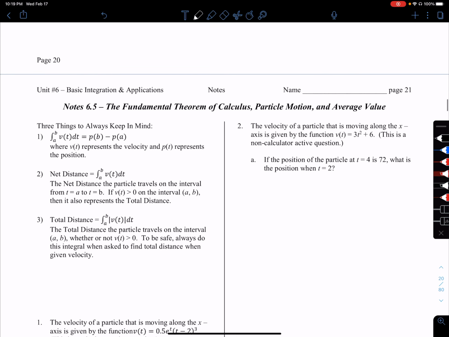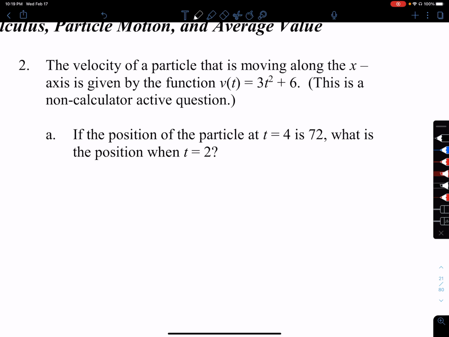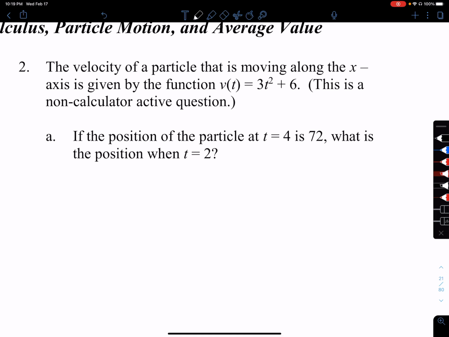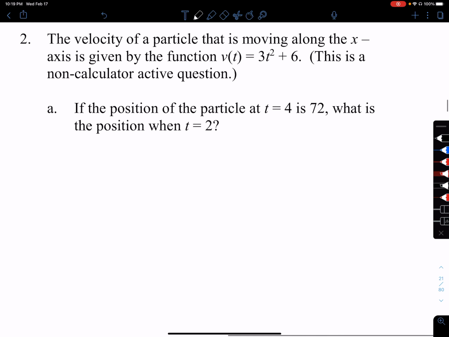All right, let's check out a second one. The velocity of a particle that is moving along the x-axis is given by the function v of t equals 3t squared plus 6. This is a non-calculator active question, so we should be able to figure this out without a calculator. If the position of the particle at t equals 4 is 72, that means the position at 4 is 72. What's the position? So find the position when t is 2.